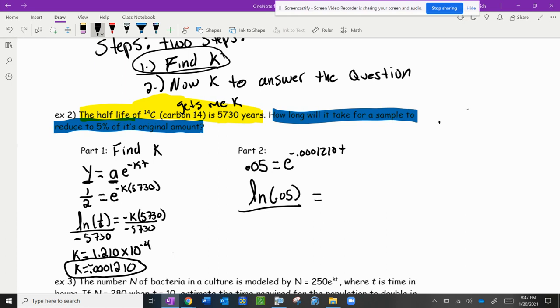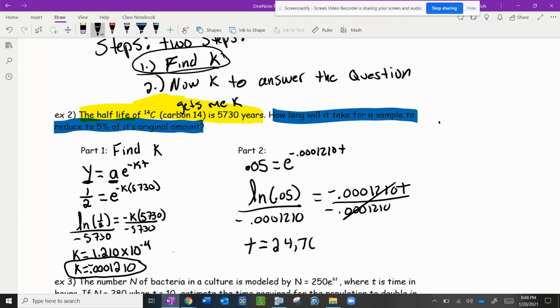And then I'm going to get it raised to the equals negative 0.000121 t. And I'm going to divide to get my t by itself. Okay. And this is how long it will take. And you can plug it in, but I already have the answer written down. I'm not going to go to my calculator because this is already taking a little while. So it's 24,764 and 648 years.